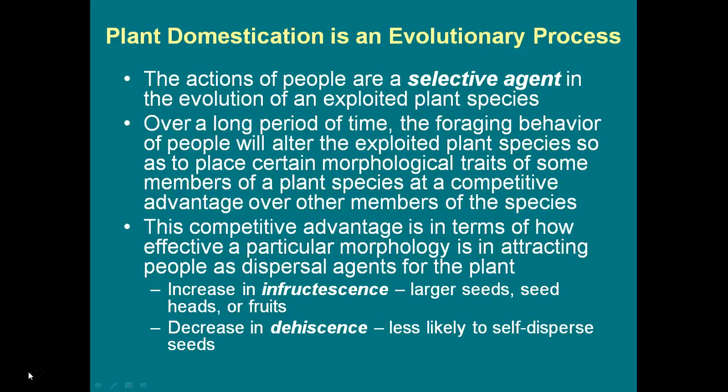Two ways that plants are transformed by human selective pressures is the increase in infructescence, where they grow larger seeds, seed heads with more larger seeds within them, or larger fruits that contain those seeds. Another process is a decrease in dehiscence, where the plants become less likely to self-disperse their seeds and rather contain the seeds upon the plant where they are gathered by people.